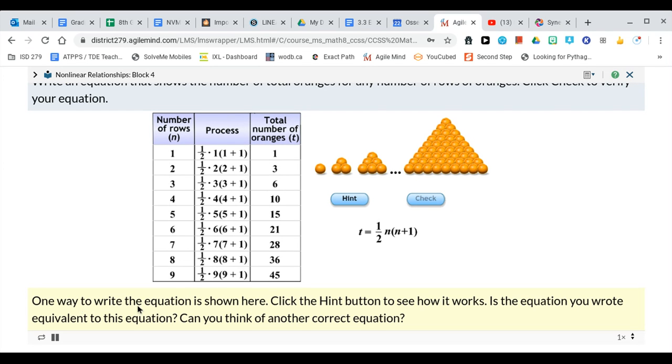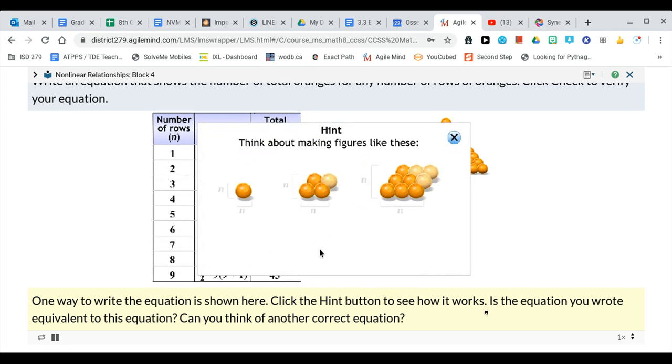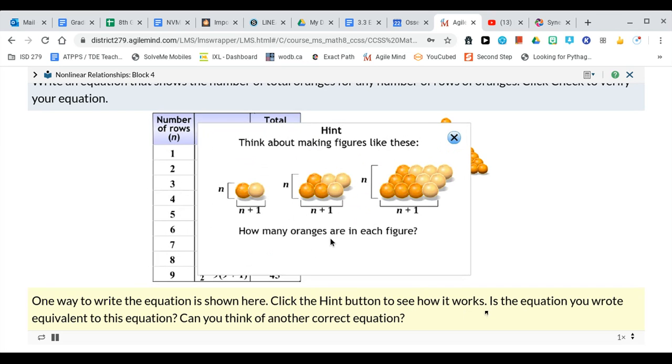Now it says down here, one way to write the equation is shown here. Click the hint button to see how it works. So if I click this hint button and watch the animation, it can show us how this works. So they added oranges. The first one started off with 1, and then they added 1 more. The second one started off with 3, so they added 1 more to each row, or 1 more to the bottom row, but then they had to add these other 2 to make it equal.